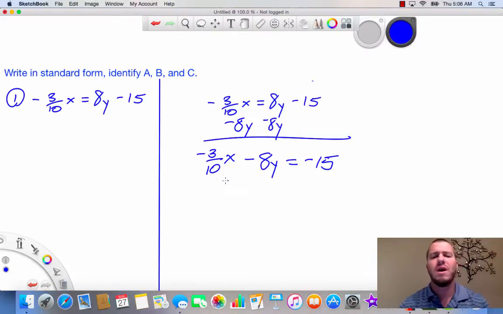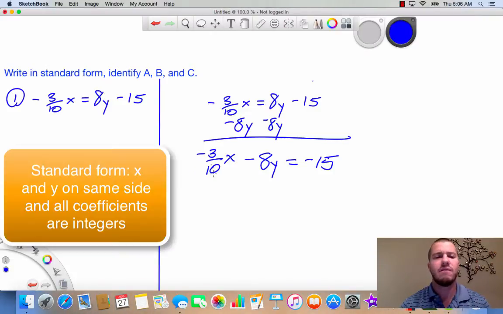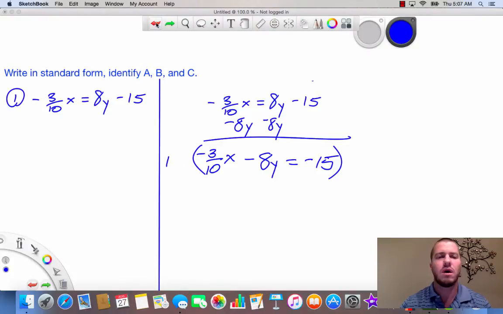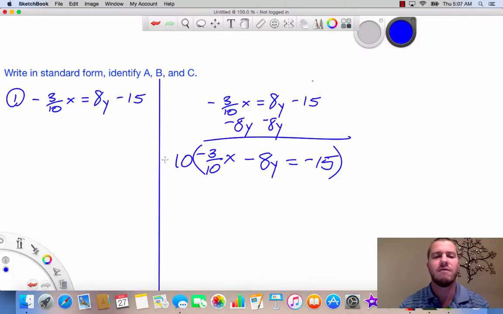All right. This makes it a little bit different because of the fraction. The standard form cannot have any coefficient that's a fraction either. All coefficients need to be integers. So in order to make this an integer, I'm going to multiply by 10. Well, because all of them are negative as well, I'm going to multiply everything by a negative 10, and that will make everything positive. So when I multiply by 10 to this first one, the 10s cancel out. Negative times a negative is positive, and you just get 3x.